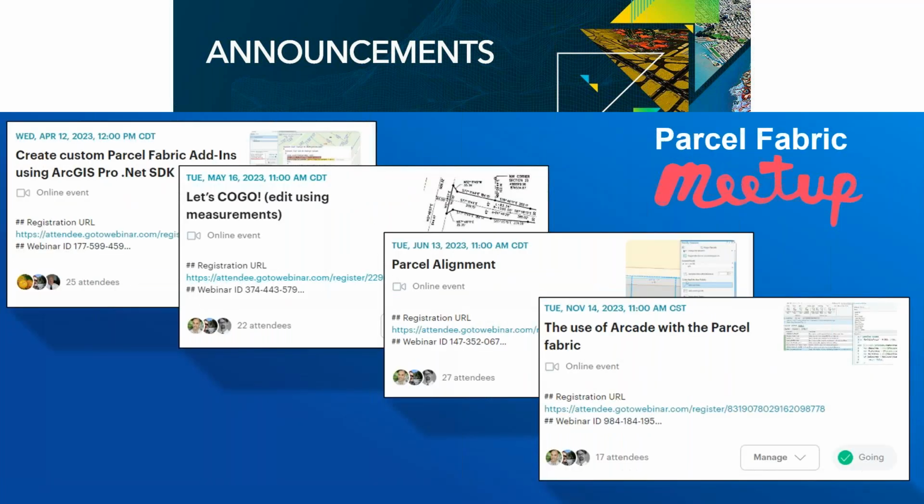Next slide, Tim. Just to let you know, today we're doing Create Custom Parcel Fabric Add-ins Using the ArcGIS Pro .NET SDK. We have another one scheduled in May, Let's COGO, for everybody that loves to COGO. We have another one scheduled in June, Parcel Alignment, and then November 14th, the use of Arcade with the Parcel Fabric. I know that we also have plans to put a couple more in here, meetups in between those dates, and hopefully we're going to have some user presentations come up as well. So stay tuned. We have quite a few meetups already scheduled and planned for this year.